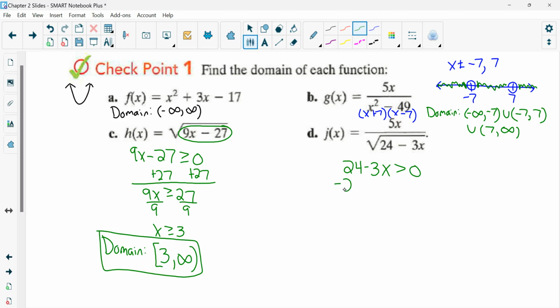So we would solve for x again, subtract 24, and then divide by negative 3. So because we divide by a negative, we would have to flip our sign. So we get x is less than 8.